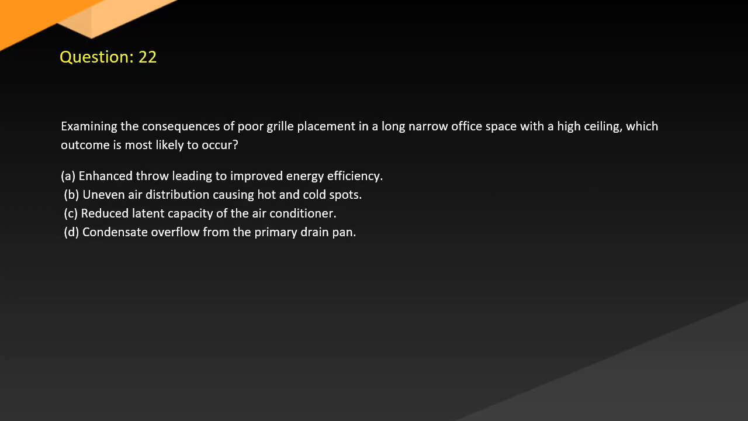Question 22. Examining the consequences of poor grille placement in a long, narrow office space with a high ceiling, which outcome is most likely to occur? A. Enhanced throw leading to improved energy efficiency. B. Uneven air distribution causing hot and cold spots. C. Reduced latent capacity of the air conditioner. D. Condensate overflow from the primary drain pan.